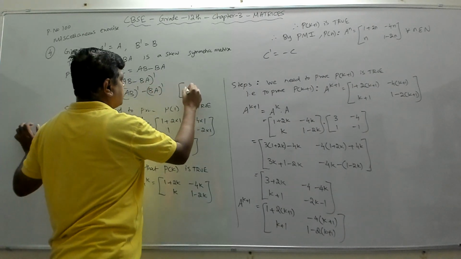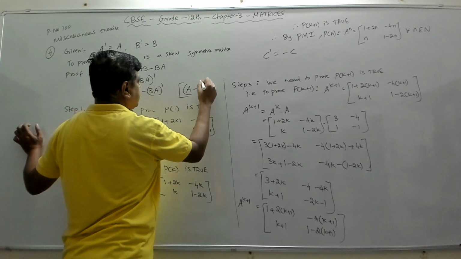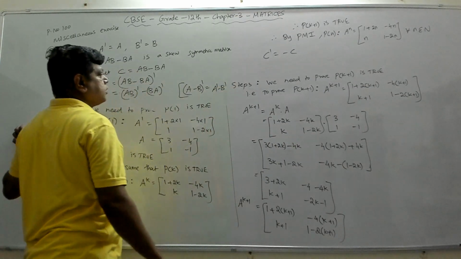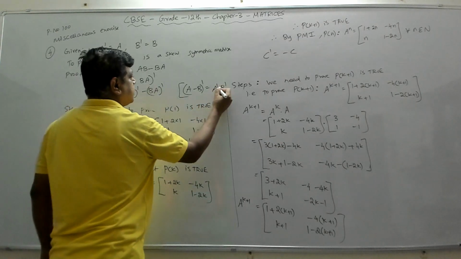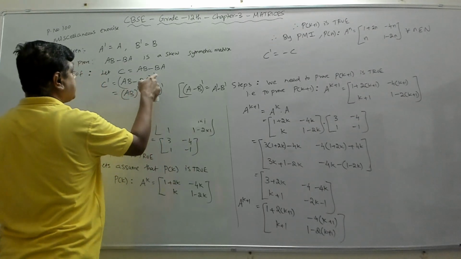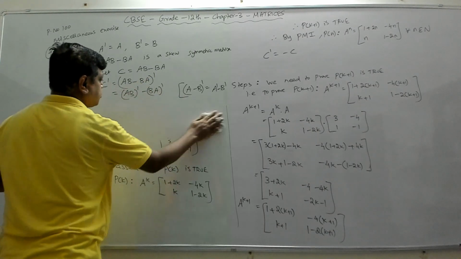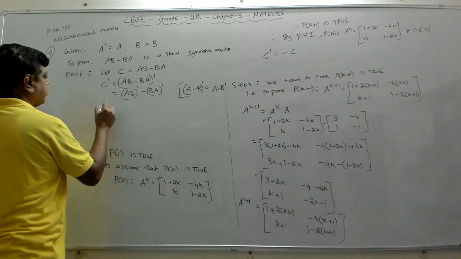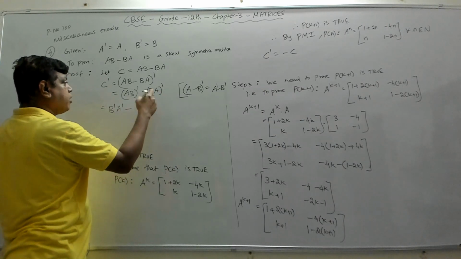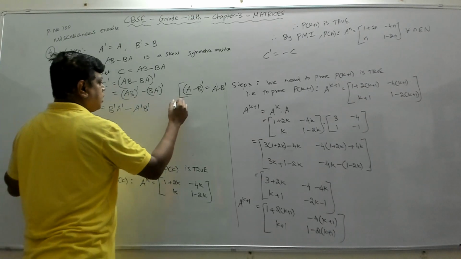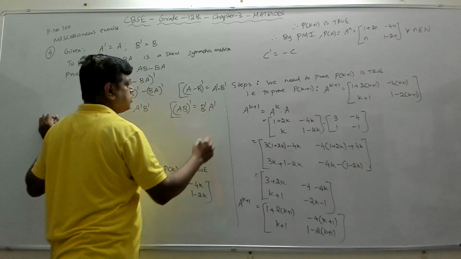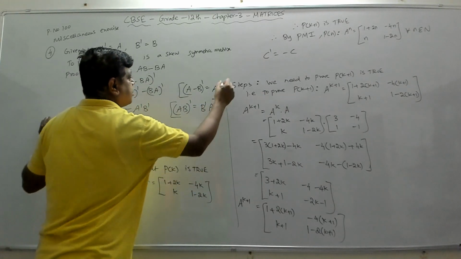This is true, though it is not given as a straight property: A minus B whole transpose is the same as A transpose minus B transpose. You can individually put the transpose. Now what is AB whole transpose? That is B transpose A transpose. Minus, what is BA whole transpose? It is A transpose B transpose, because one of the properties is that AB whole transpose is B transpose A transpose. That is the reason.